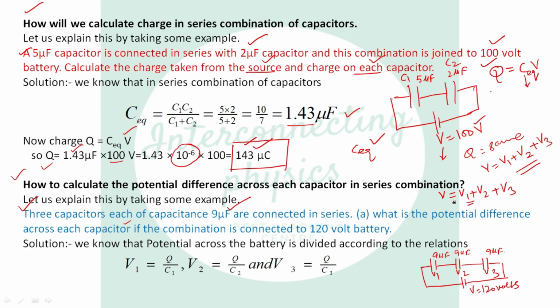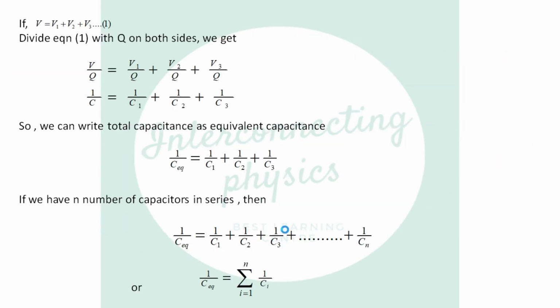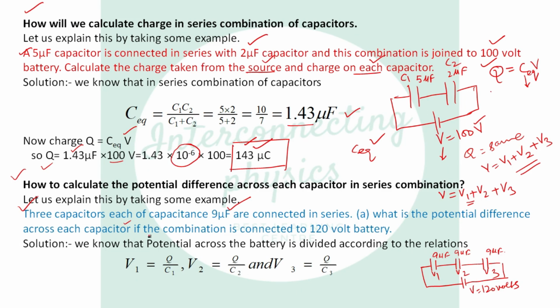I told you that potential gets divided depending on these relations. So if we write V1 as Q over C1, V2 as Q over C2 and V3 as Q over C3, then we will be able to get the potential difference across each capacitor. But before doing this, we have to calculate the total charge of the system. How do we calculate the total charge? Q equals C equivalent into V, and we are given V.